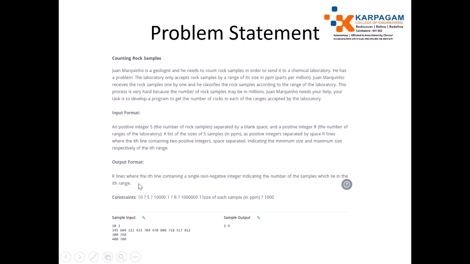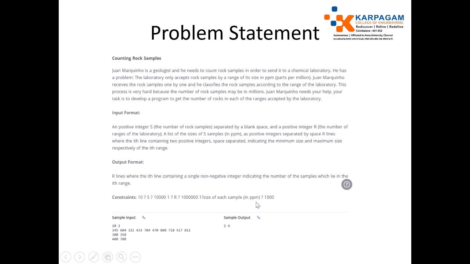Here the output will be r lines, where the ith line contains a single non-negative integer indicating the number of samples which lie in the range. The constraints: s ranges from 10 to 10,000. r ranges from 1 to 10 lakh. Then the size of each sample in ppm.